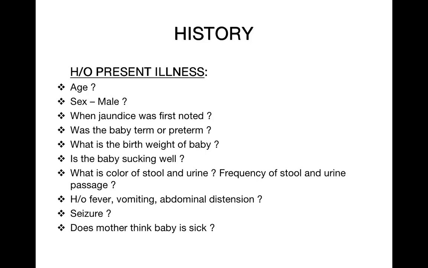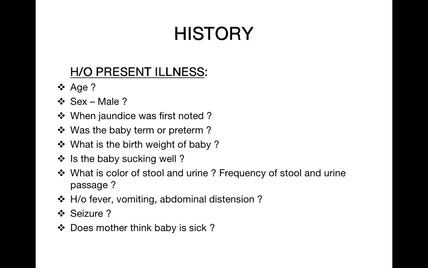history of present illness should be asked in detail, like what is the age of the baby? We always ask this question. What is the sex of the baby? If the sex is male baby, probably G6PD deficiency may be the cause, but so many other causes are there. When was jaundice first noted?